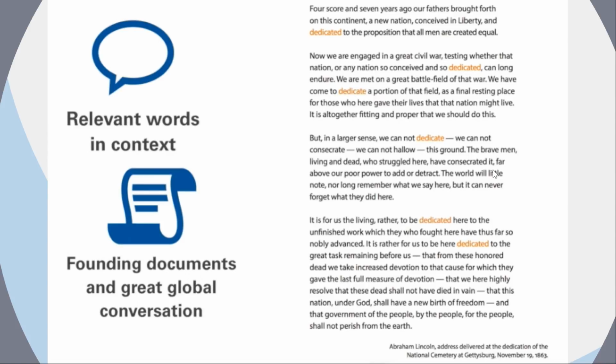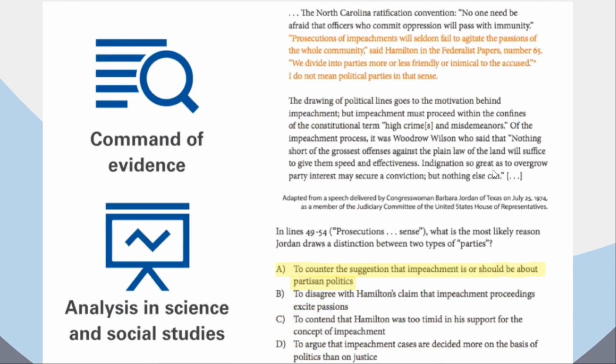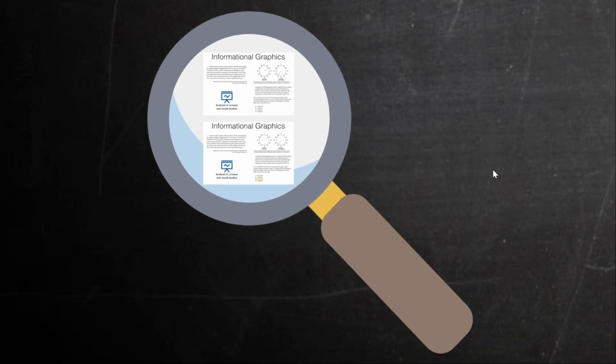And here's an example of a question or passage that is related to relevant words in context and founding documents in Great Global Conversation. The next slide shows an example of command of evidence and analysis in science and social studies. Right, so you can see how a lot of these categories intersect. Right? And again, the answer will be provided, so you don't have to know the answer yourself. Right?